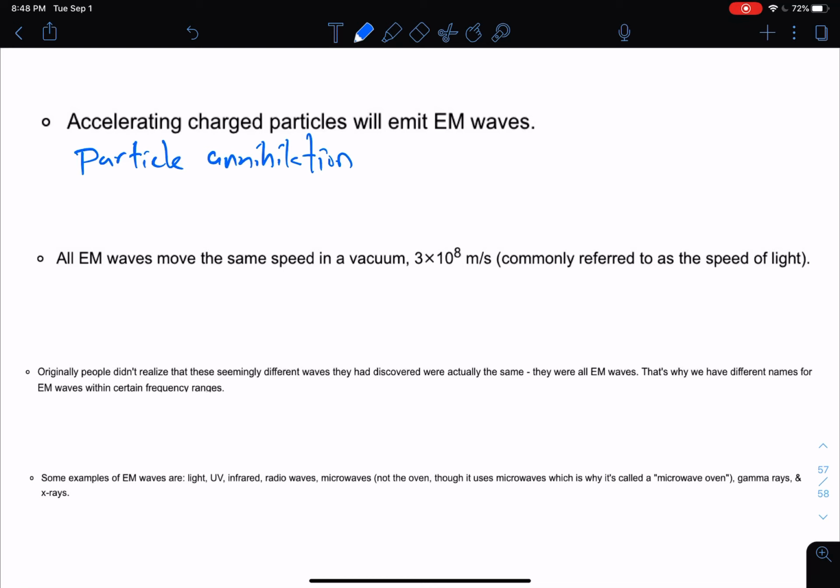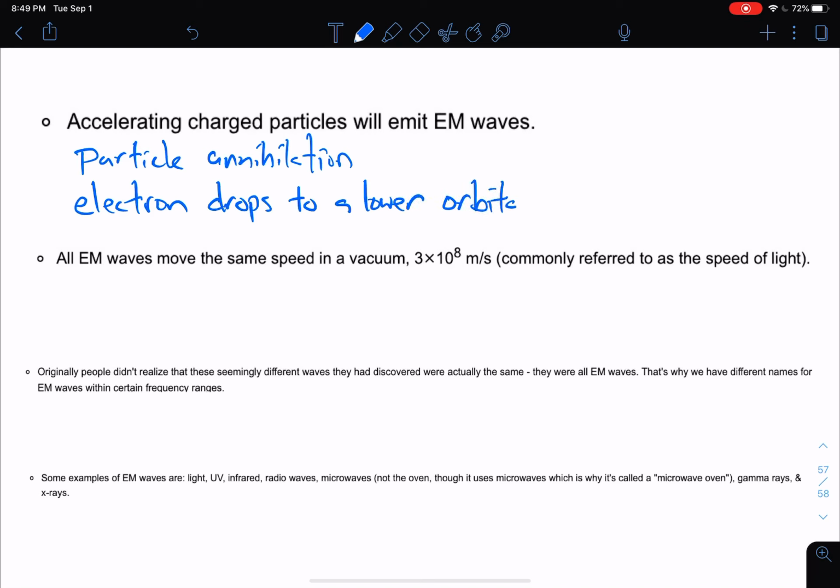The other way is for an electron that's in an orbital for a molecule or an atom to drop to a lower orbital. We will talk about this later this term, but when this happens, an EM wave is generated. We're going to focus, though, on this first one right now, accelerating charged particles. They emit EM waves. And we just need to focus on this idea of acceleration.